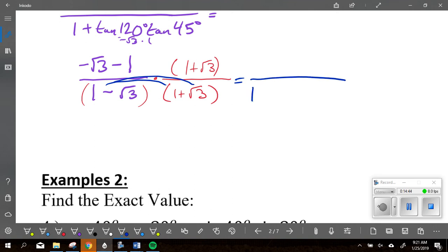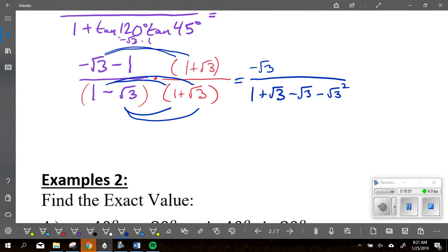So on bottom, I'm getting 1 plus radical 3 minus radical 3 minus radical 3 squared. On top, I would get negative radical 3 minus radical 3 squared, minus 1, minus radical 3. Simplify top and bottom, see what you get.